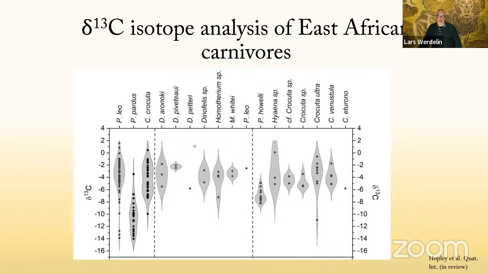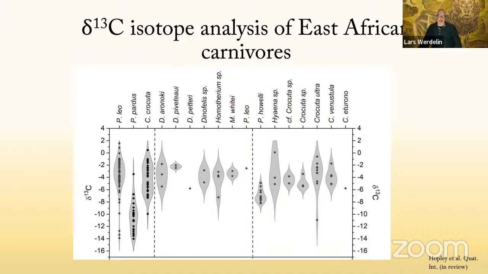And I should say that this result for things like Megantereon is really surprising, because Megantereon, by all other measures, such as limb proportions, would be expected to be a closed habitat hunter, lurking in among the trees for unsuspecting prey to wander by.